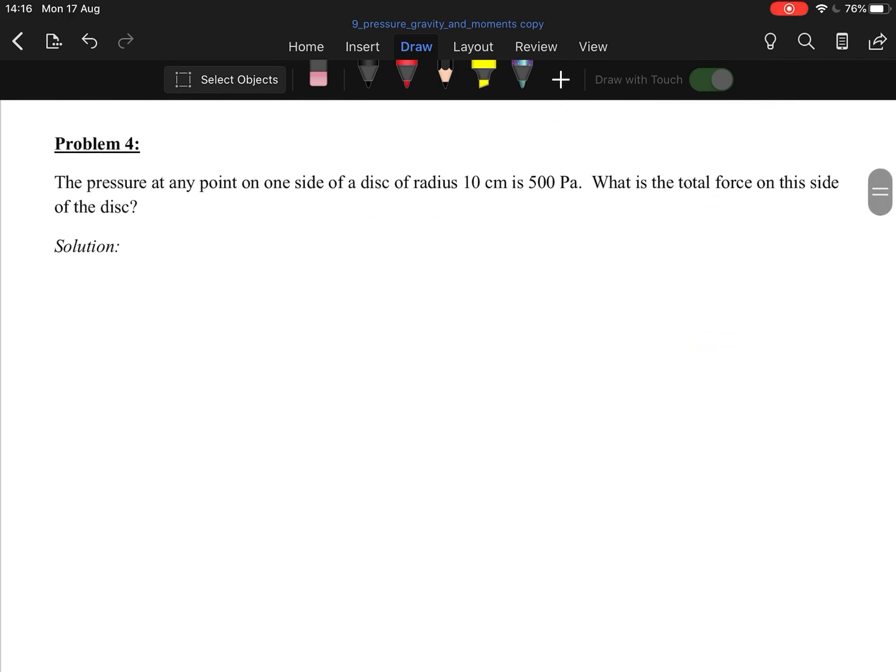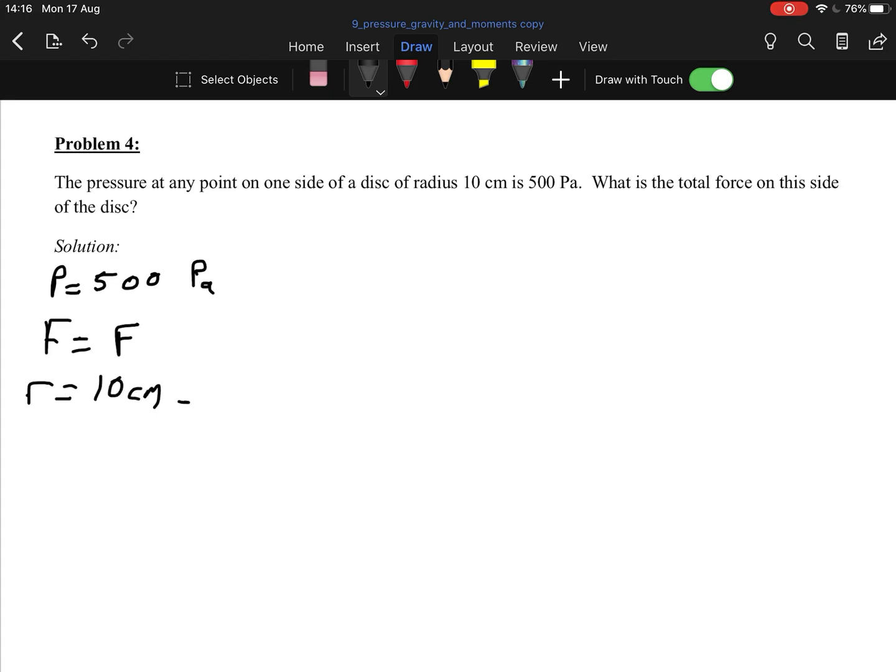All right, this one. The pressure at any point on one side of a disc of radius 10 centimeters is 500 pascals. Okay, so P is 500 pascals. What is the total force? We're looking for force then. The radius, we said, was 10 centimeters, which is 0.1 meters. Convert. So the pressure at any one point on a disc.